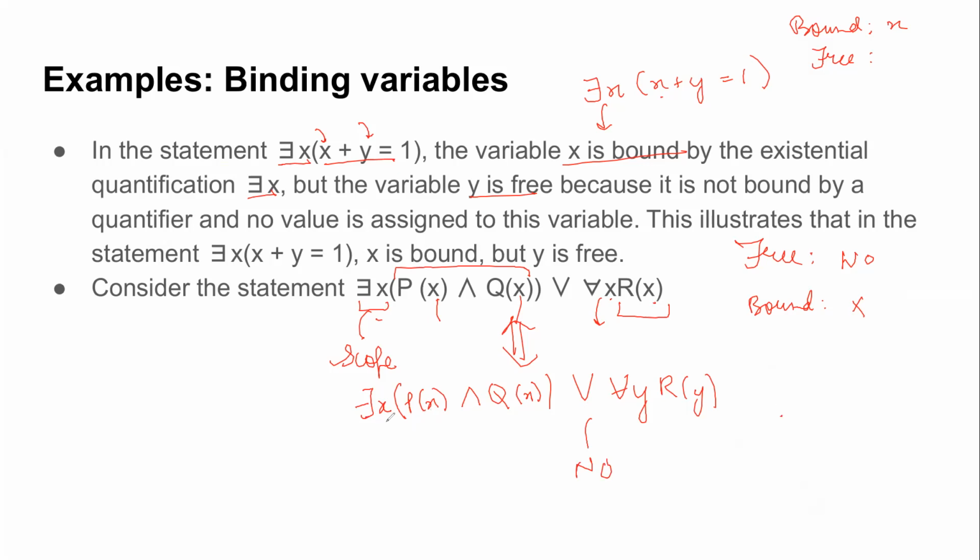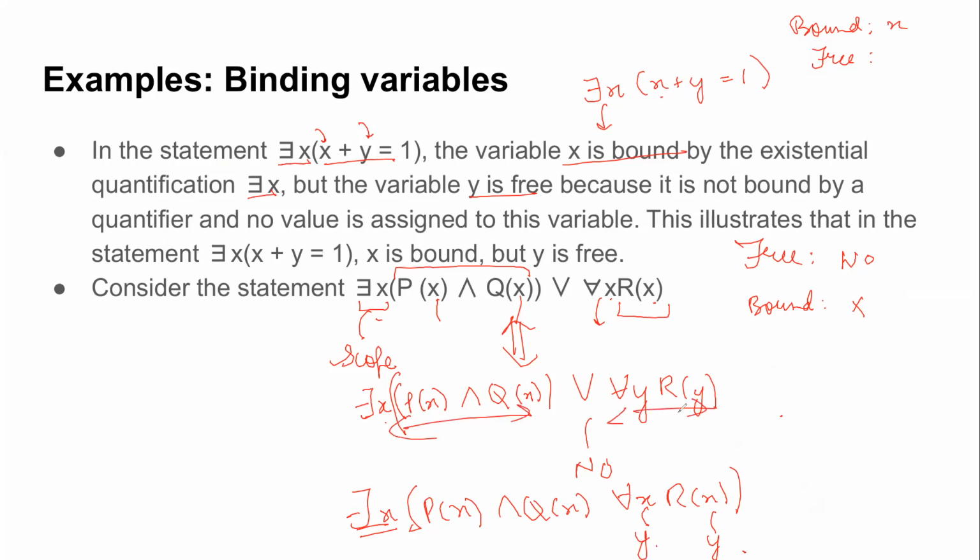Okay, if the scope was the same x, and suppose it was something like this: there exists an x, p of x, and q of x, for all x r of x. And then if I change it to y, will it then affect it? If the scope of this x was also including r of x, will it then affect if I change the variable to y? It will, right? Because the scope was overlapping. But in this case, since the scope was disjoint, I can do variable renaming without being affected.